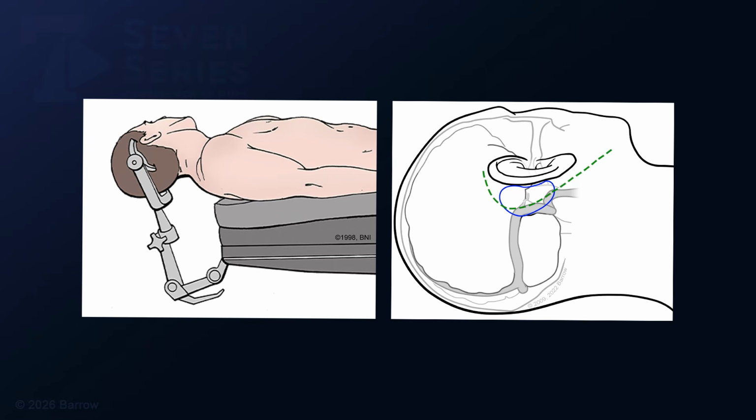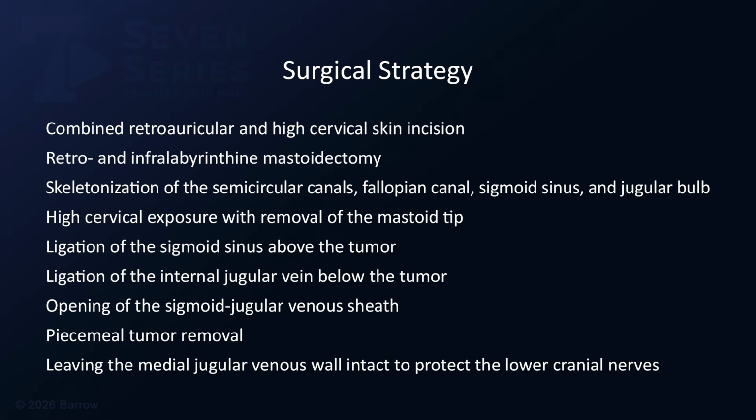Here is the patient position, skin incision, and craniotomy for this approach. Surgical strategy consisted of the combined retroauricular and high cervical skin incision, retro and infralabyrinthine mastoidectomy, skeletonization of the semicircular canals, fallopian canal, sigmoid sinus, and jugular bulb, high cervical exposure with removal of the mastoid tip, ligation of the sigmoid sinus above the tumor, ligation of the internal jugular vein below the tumor, opening of the sigmoid jugular venous sheath, piecemeal tumor removal, and importantly, leaving the medial jugular venous wall intact to protect lower cranial nerves.